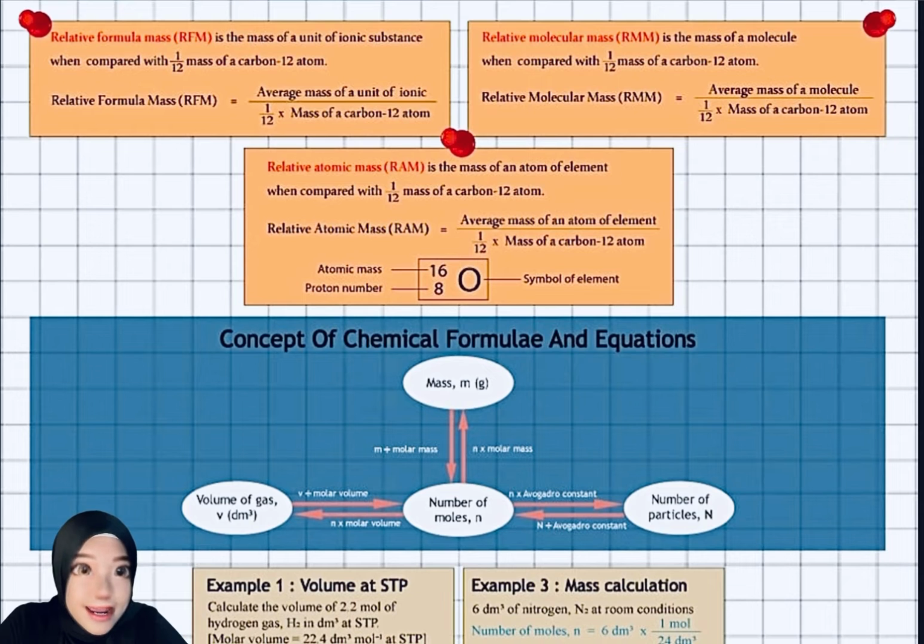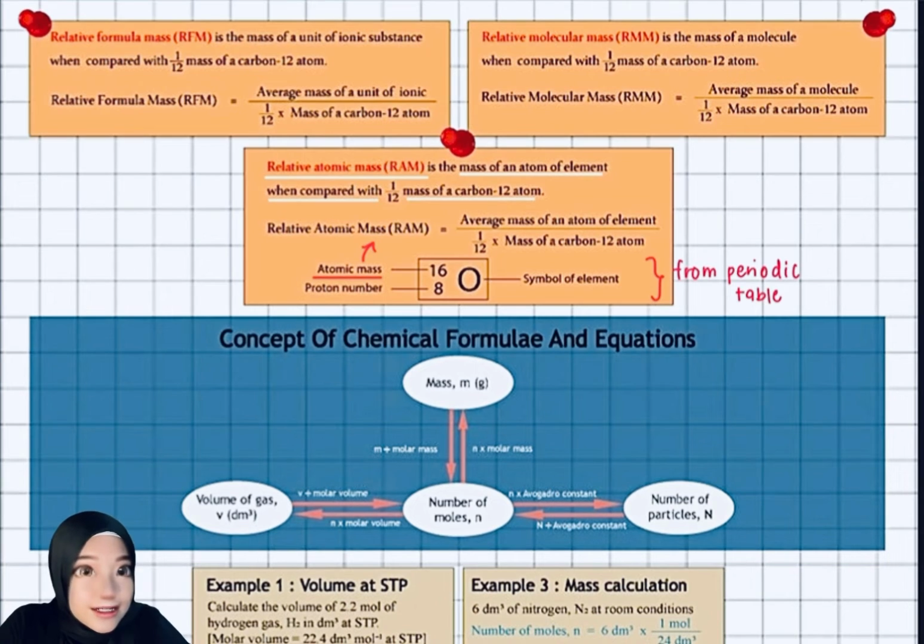Next, RAM is known as relative atomic mass, and it is defined as the mass of an element when compared with 1/12 mass of a carbon-12 atom. The values of RAM of elements can be obtained from the periodic table. For example, here we have an oxygen element. As you can see here, the atomic mass of oxygen is 16. So, the relative atomic mass, RAM, of oxygen is also 16.